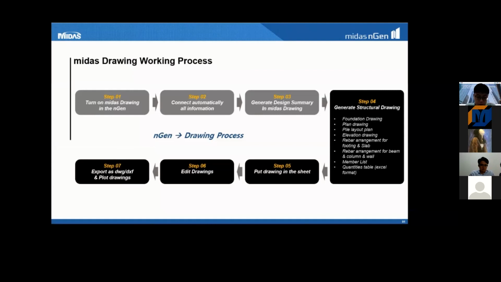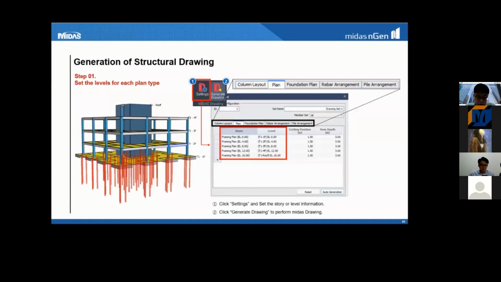Midas Drawing provides the same features as AutoCAD, so you can edit and print the drawings in Midas Drawing without other drawing software. To create a drawing, first set the story or level information to be output as follows. It provides automatic setting, and you can add the level you want to create an additional drawing.